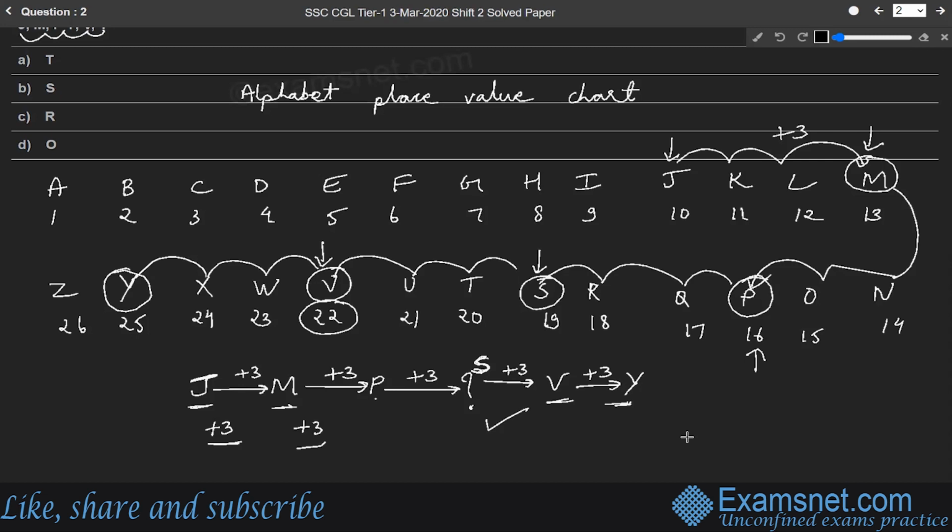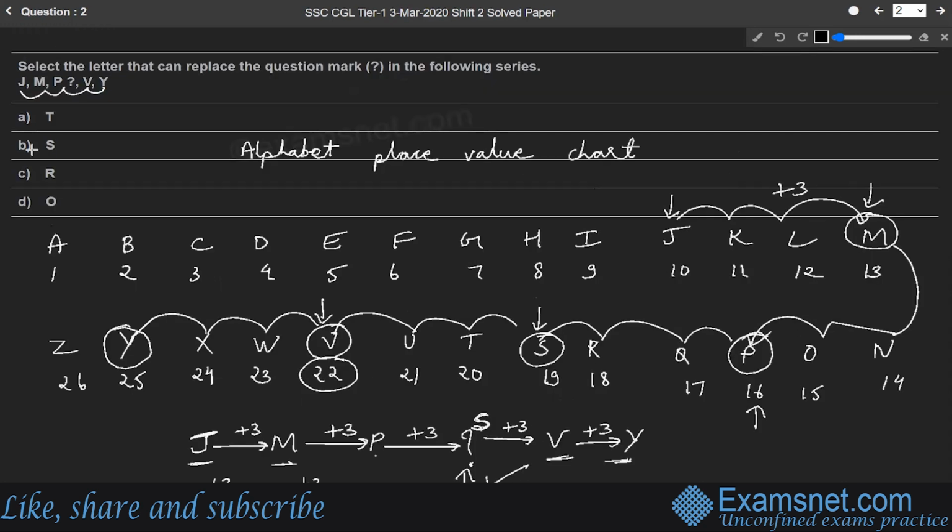That is, we have to add 3 to all the alphabets to form this series. So for this question, the alphabet in the place of question mark will be S. Therefore, the correct option is option B, that is S. In order to solve this question, all you have to do is remember the alphabet place value chart, and after you have made this chart, you can simply solve this question.